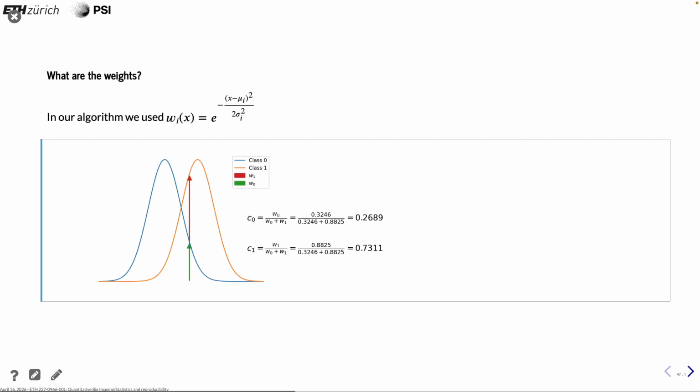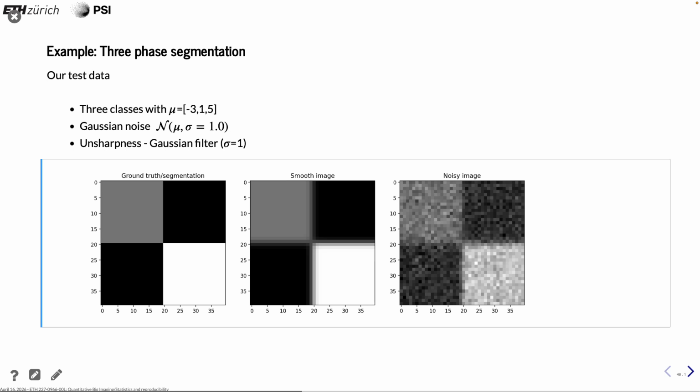And CI for a single pixel is computed like this. We have, say, the value around here. And we can see that the C1 is, no, C0 is the green one, and C1 is that one, so it's more likely that this one is the one that we should choose. And computing this, we try on a three-phase segmentation.